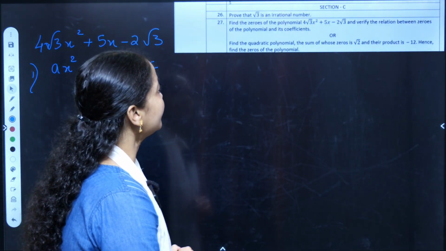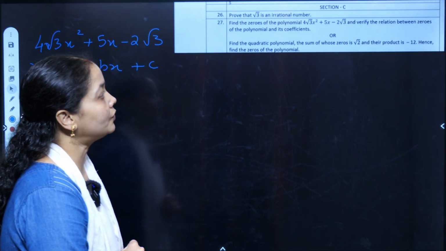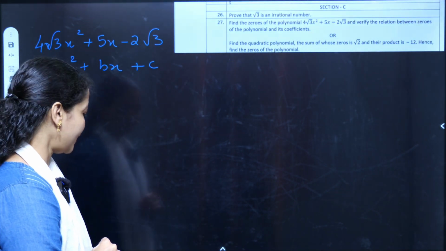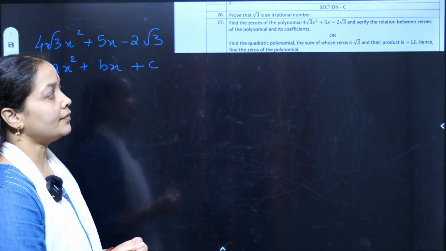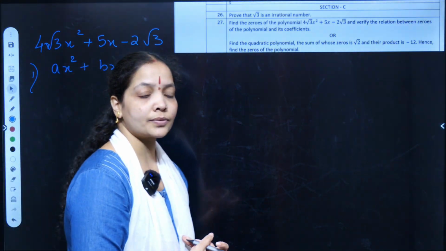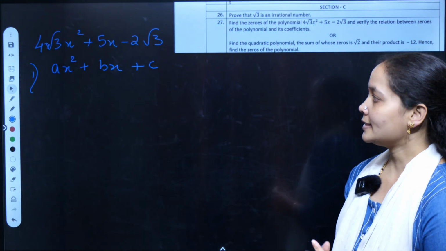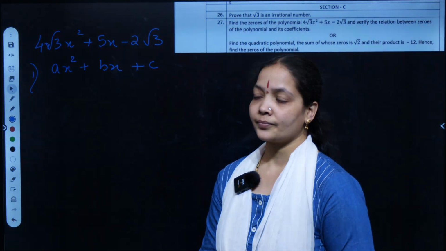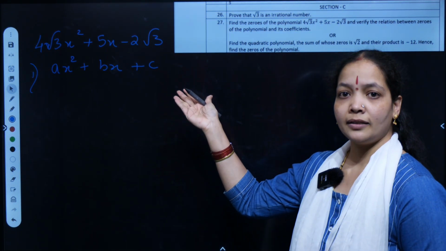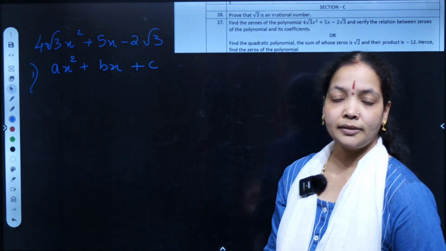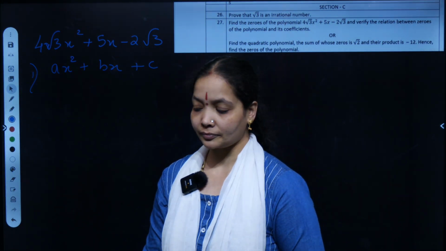The 22nd question is asking us to find the zeros of the polynomial 4 root 3x square plus 5x minus 2 root 3 and verify the relationship between the zeros. Chapter is polynomials. Concept to be covered: sum of zeros, product of zeros. When a rooted question is there, factorization using splitting the middle term is a good technique to adopt.